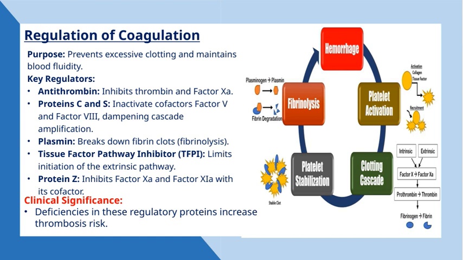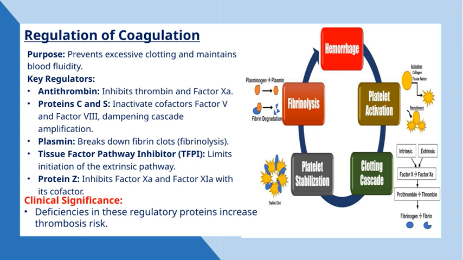Then there's the tissue factor pathway inhibitor, or TFPI. It limits the initiation of the extrinsic pathway, which is one of the main pathways that kickstarts clot formation. This regulation is critical to prevent unnecessary clotting from tissue injury signals. Protein Z also contributes by inhibiting factor Xa and factor Za, with its cofactor, ensuring these factors don't overly promote clot formation.